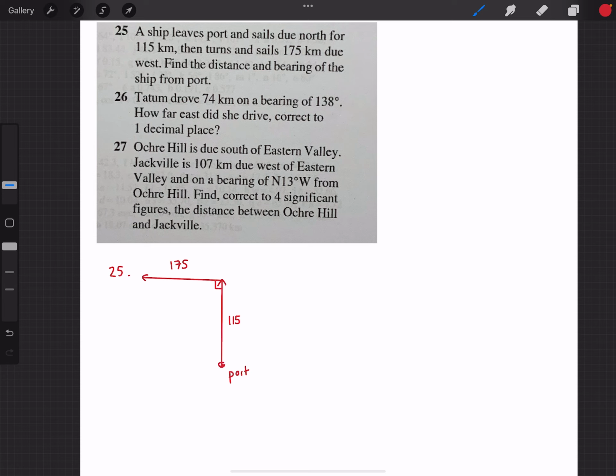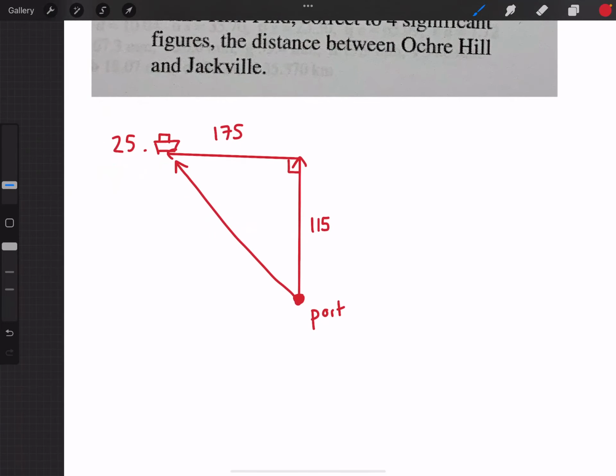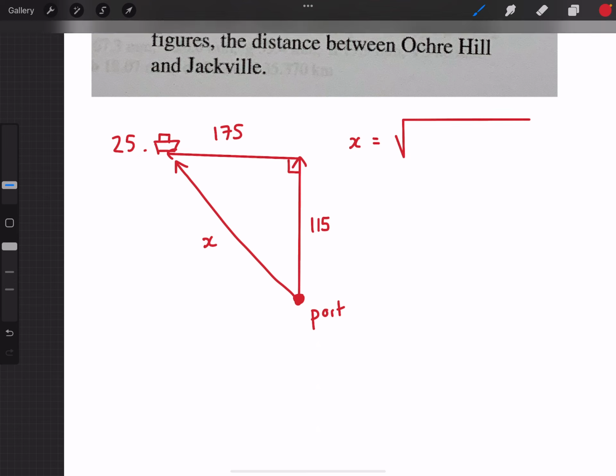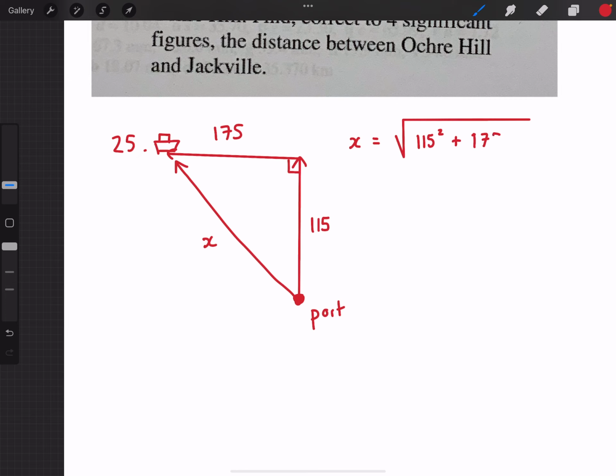Now from the port, we're looking towards the position of where the boat is. Here's the boat. It says find the distance and the bearing. So to find the distance, I'm going to call this distance x. To find the distance, we're going to use Pythagoras. So we can say x is equal to the square root of 115 squared plus 175 squared.